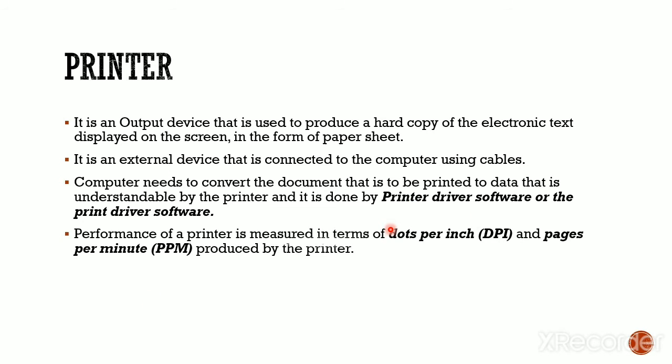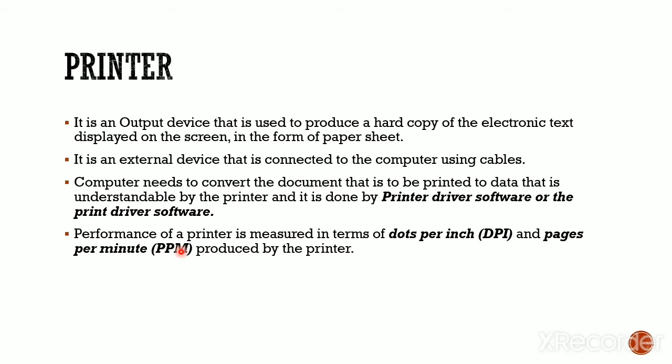Then the next one: the performance of a computer printer is measured in terms of dots per inch, that is DPI, and pages per minute, PPM, produced by the printer. The printer's performance will be calculated by the number of pages that are printed per minute.